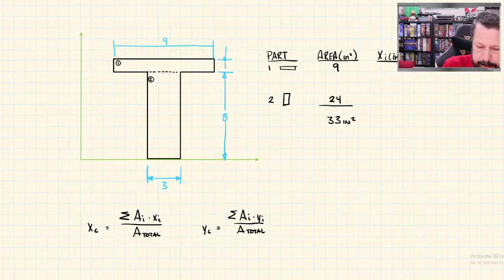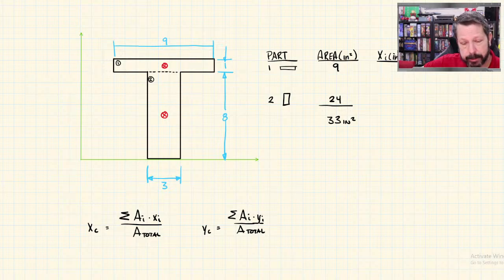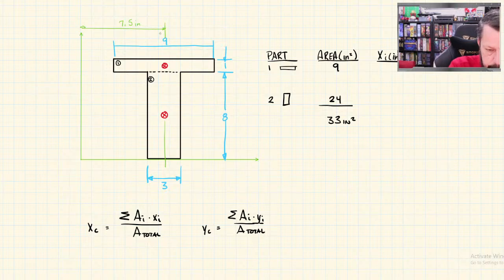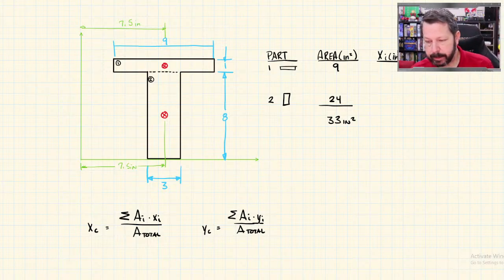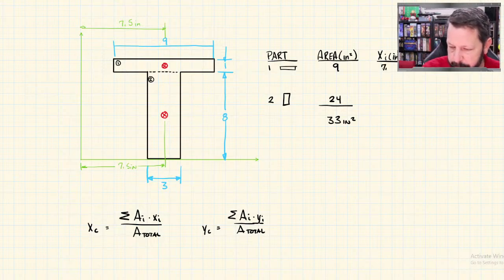What I usually do is draw in where the centroid is of each part. So these are rectangles, and I know that the centroid of a rectangle is right in its center. So that's easy enough. So this distance, if I just measure, is 1, 2, 3, 4, 5, 6, 7.5 inches. And this distance is also 7.5. Okay, so if I write in x sub i for part 1, it's 7.5 inches from my reference axis. Part 2, also 7.5 inches from my reference axis.